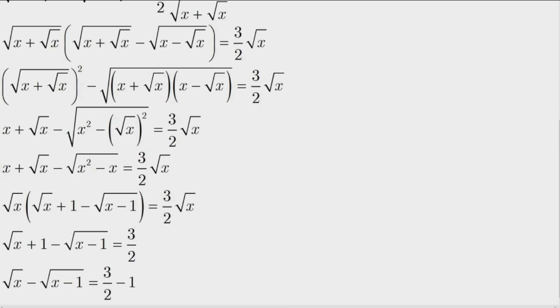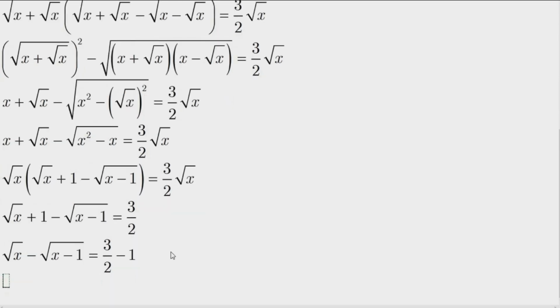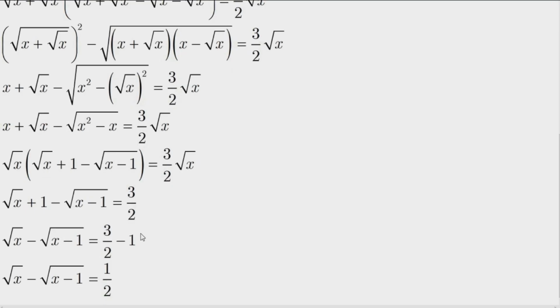minus 1. Okay, right, then 3 halves minus 1, that will be equal to 1 half. So square root of x minus square root of x minus 1 equals 1 half. Okay, then we will square both sides of the equation.